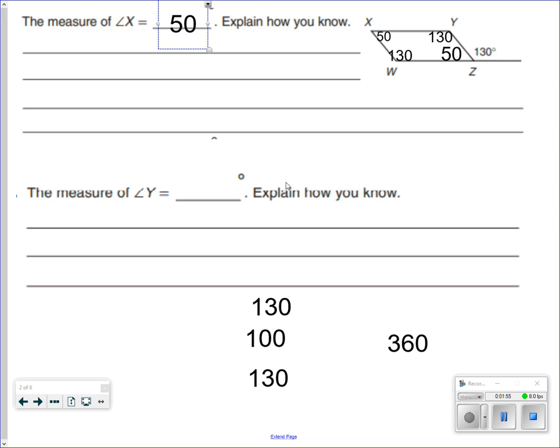Angle y is 130. The reason why we know is because we're dealing with adjacent angles on a horizontal line, which equals 180. So when we're adding up to 180, we just subtract what we know. We know 130, so 180 minus 130 is 50.